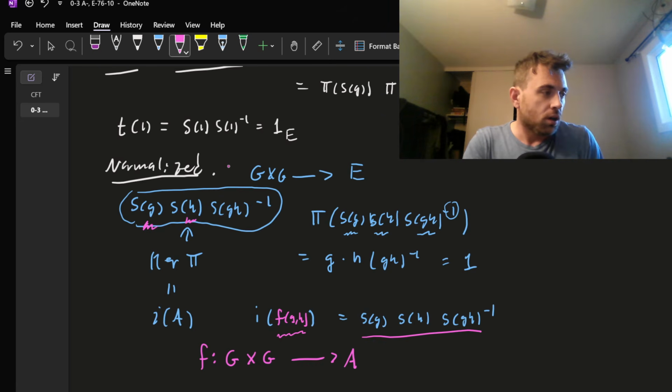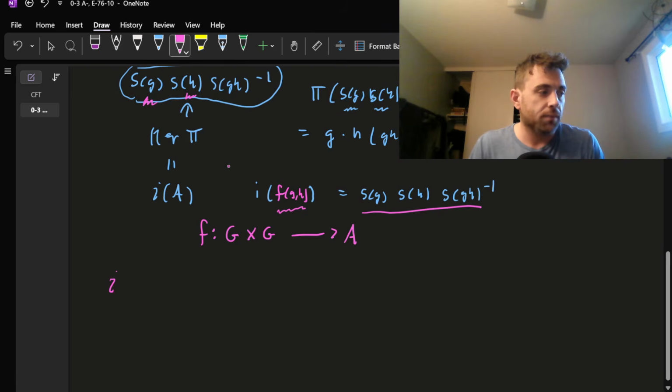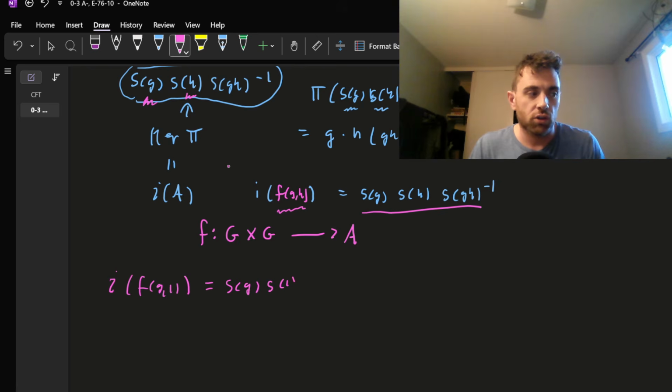So that is how I define this function f. Okay. And now let us consider the following fact about our newfound function. I of f(g,1) is by definition S(g) S(1) times S(g times 1) inverse, which is just S(g) inverse. And since S is normalized, S(1) is just equal to 1. And so these two terms cancel out.